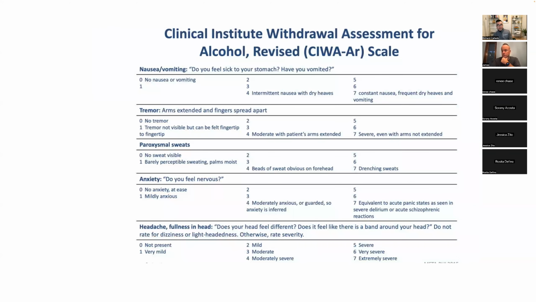CIWA, back to alcohol, all right? Believe it or not, a lot of people forget that alcohol withdrawal is the most dangerous. You're not going to die from opioid withdrawal. It's going to suck, but you're not going to die from it. But you are going to die from alcohol withdrawal. Why? What does it lead to? DT, right? And what does DT mean? Doesn't mean Donald Trump, right? What does it mean? Delirium tremens, okay? So it's very dangerous.